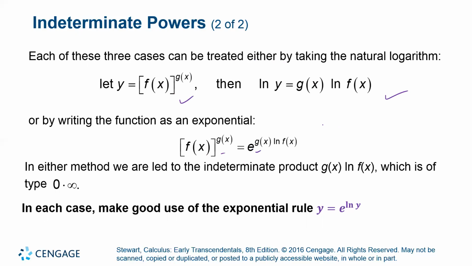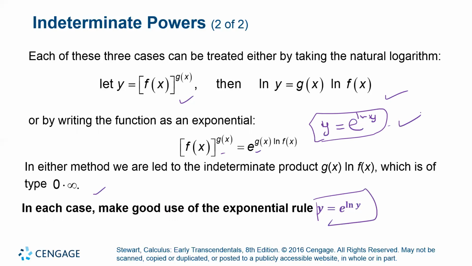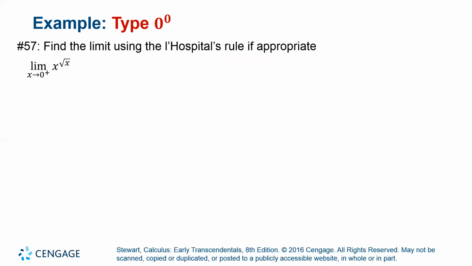In other words, we are using this rule: y is equal to e raised to natural log of y. Whenever you have this, this is equal to y. All right, so it's a very important rule. Now, once you have it as a product, then we can treat it like we did before. So in each case, make good use of this rule that I've just stated here. All right, so we're going to take an example of each of the types there. First, we'll look at 0 raised to 0.